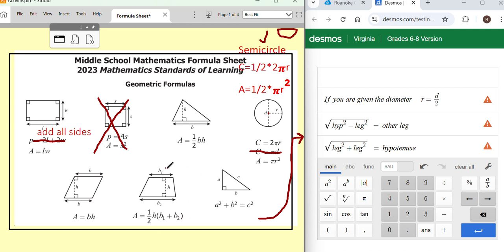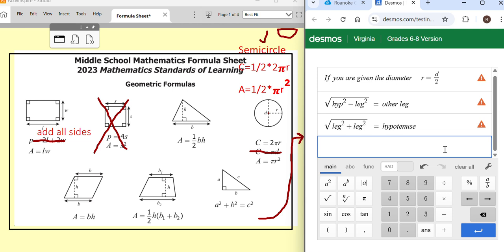1/2 times your height, parentheses, base 1 plus base 2. Definitely use Desmos for all of this. Type in the formula, then underneath that, you give it values for each variable. H equals, B sub 1 equals, B sub 2 equals. And to type B sub 1 and B sub 2, just type B and a 1, and it'll do it for you. So you don't even have to worry about it. And then to type a sub 2, just type the 2, and it'll put it in for you. Okay?